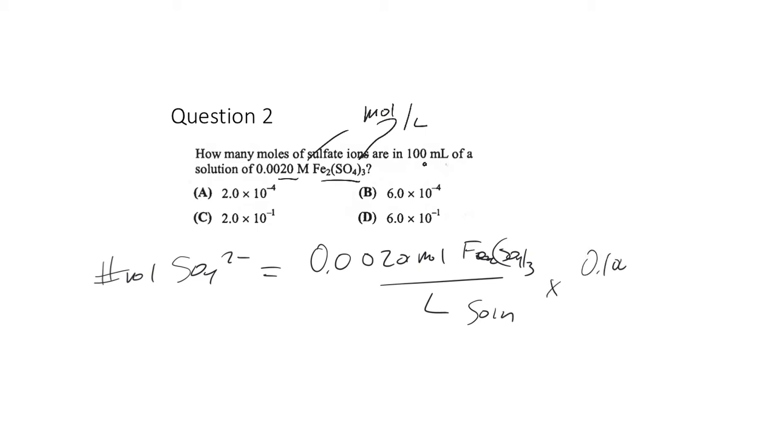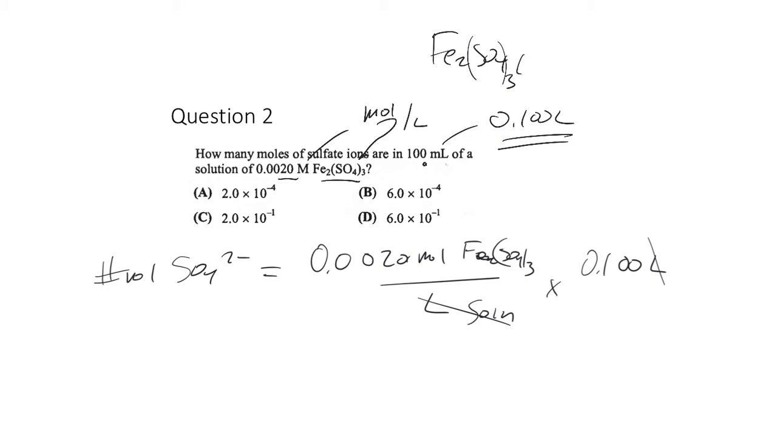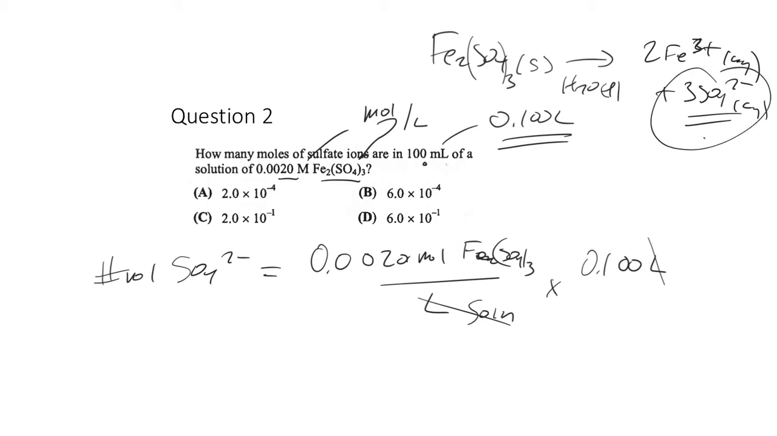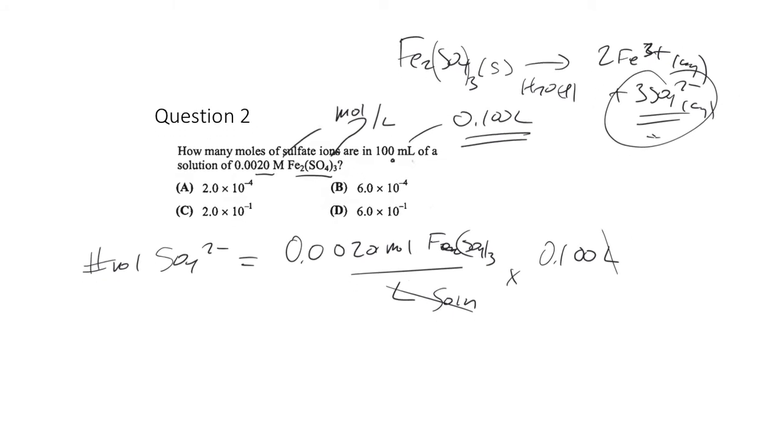And then we have 100 milliliters. Let's just do 3 zeros. So just expressing this in liters, our volume cancels. Fe2(SO4)3 in solution is really, because it's a water-soluble ionic compound, not one of the exceptions for sulfate, this goes to 2 iron 3 plus cations, and then 3 SO4 2 minus ions. So we get these ions in solution, not really the ionic compound.